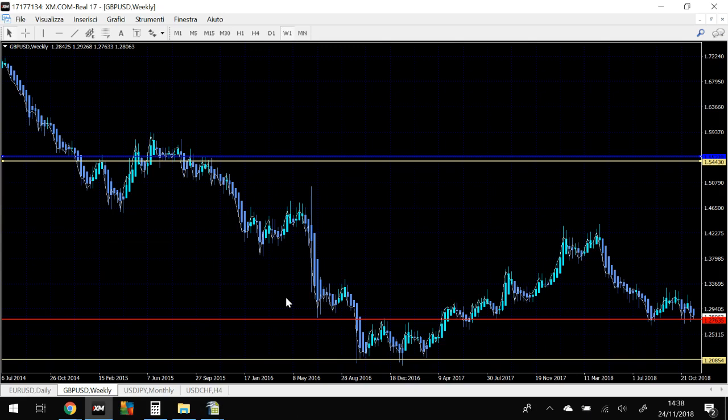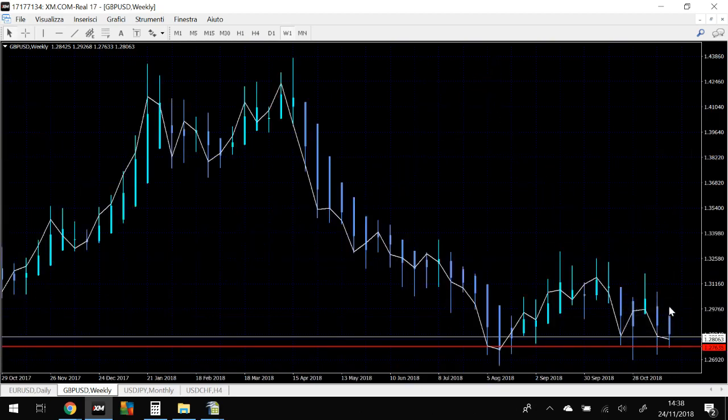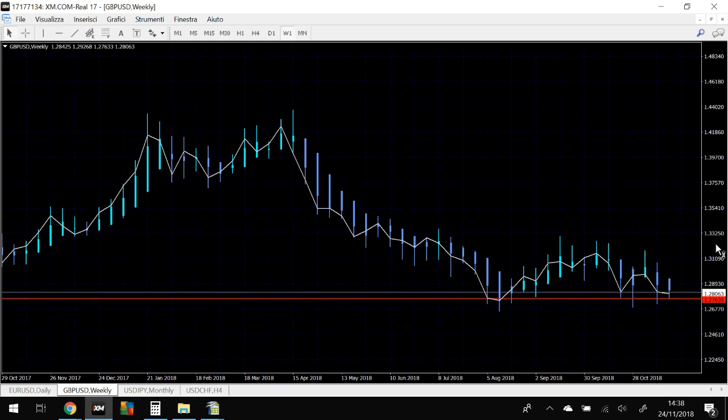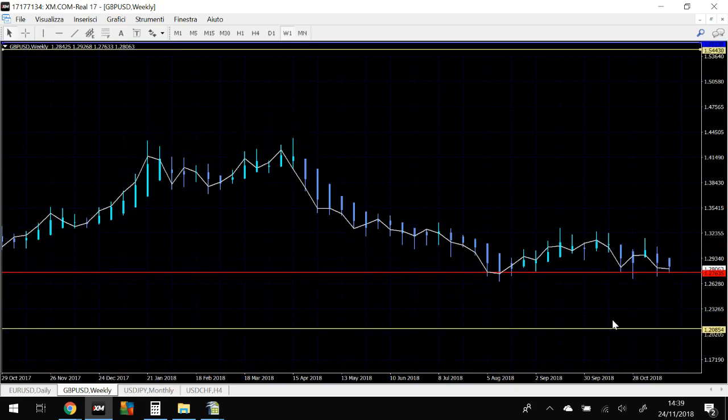So, for example, what we are looking at here is the GBP USD chart weekly, and these bars are the Heikin bars. These are the bars we are going to trade. So let's say, for example, as we see here, price is going down, so we want to sell. And let's say that this red line is the entry order of a sell trade, okay? And this yellow line is the take profit.